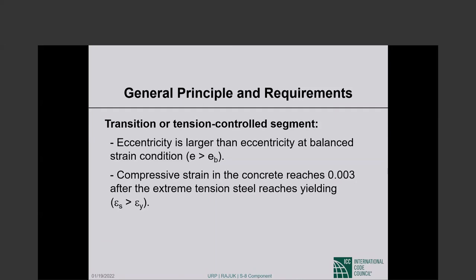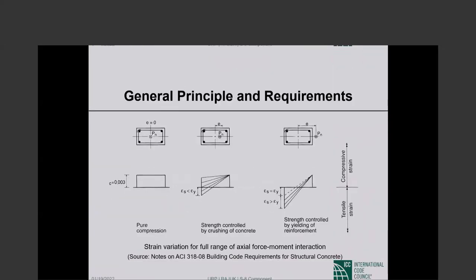epsilon sub t is larger than or equal to 0.002. Eccentricity is larger than eccentricity at balanced strain condition. Also, compressive strain in the concrete reaches 0.003 after the extreme tension steel reaches yielding. So this is tension control behavior, or in the transition region, we are approaching tension control behavior.